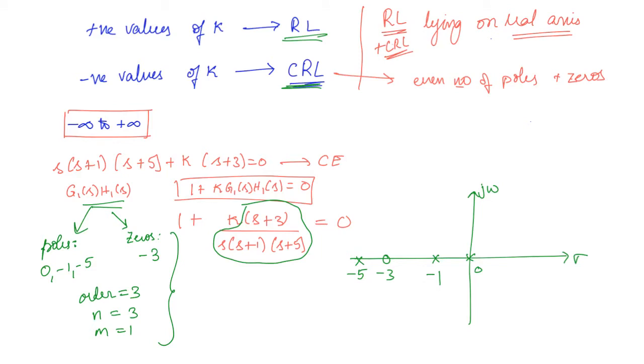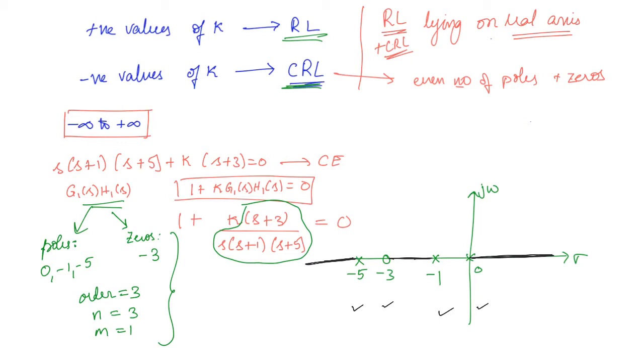If you mark the CRL on the S plane, one CRL branch will be beyond minus 5, because to the right you have 3 poles at minus 5, minus 1 and 0, and 1 zero, total 4. 4 is an even number. Between minus 3 and minus 1 you will have another branch of the CRL, because to the right you have 2 poles. There will be another branch here, to the right of which there are 0 poles or zeros.